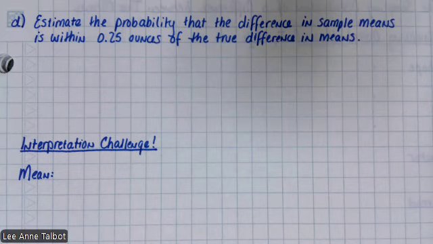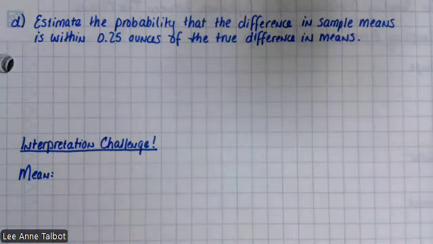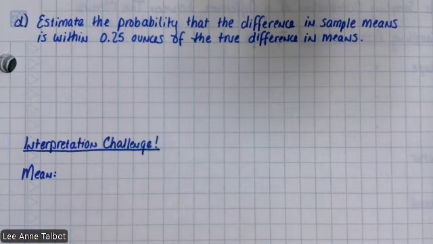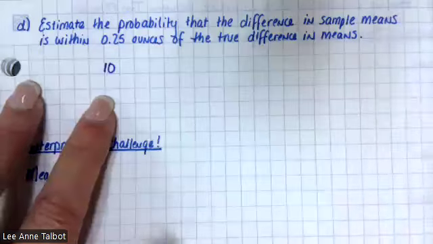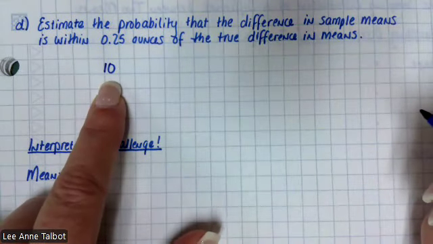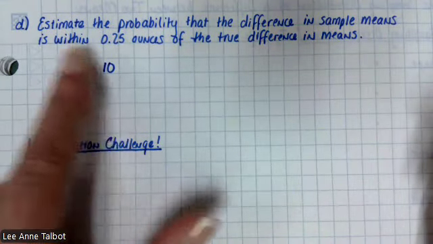Okay, so let me ask you this. What is the true difference in means? You calculated it just a second ago. 10, right? Okay. So the true difference in means is 10. Do you know where that came from?